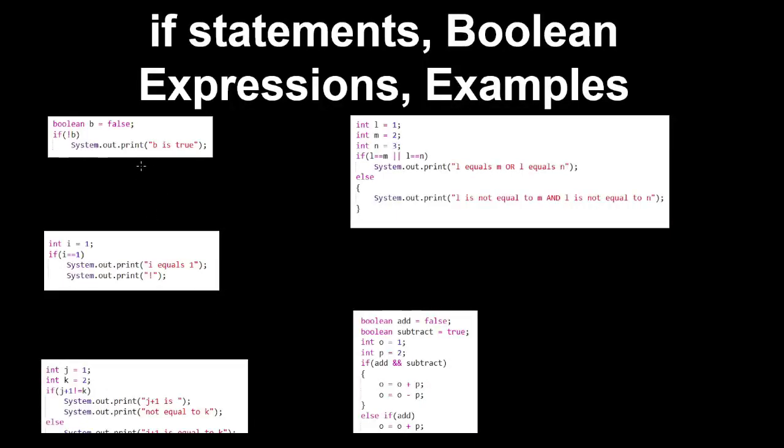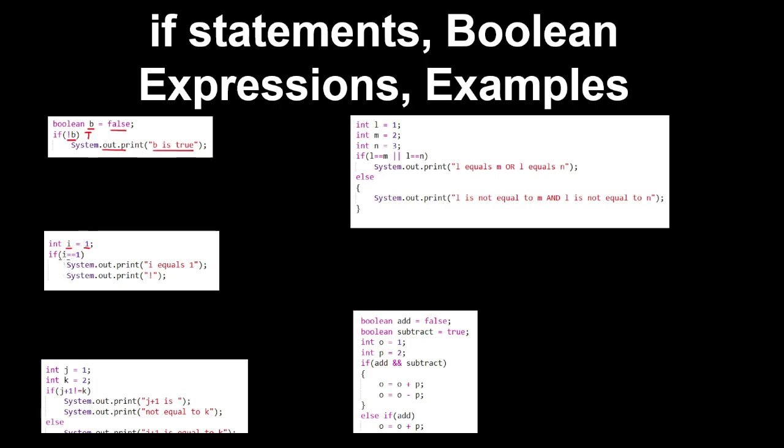Let's cover a few worked examples on if statements and Boolean expressions. So here we declare a Boolean to be false, so that means that not false is true. So given this Boolean expression evaluated to true, this statement of code gets executed, and "B is true" is output to the screen.